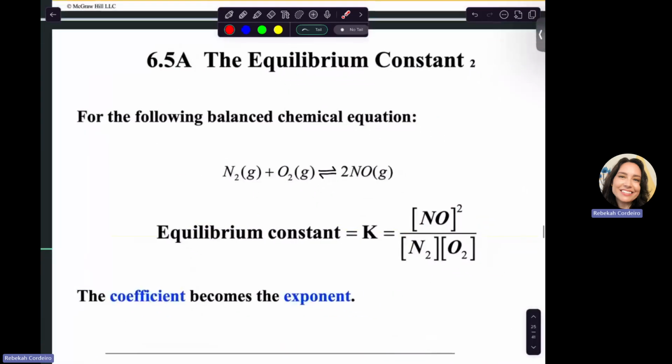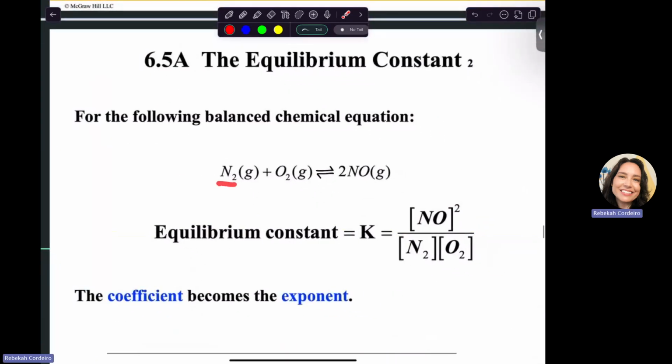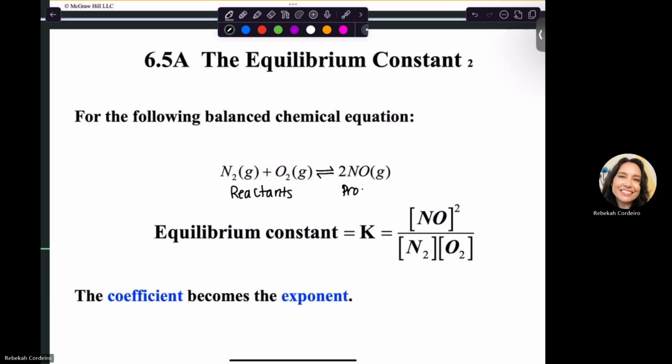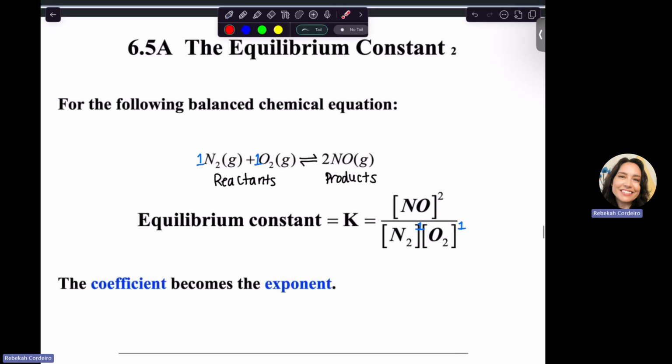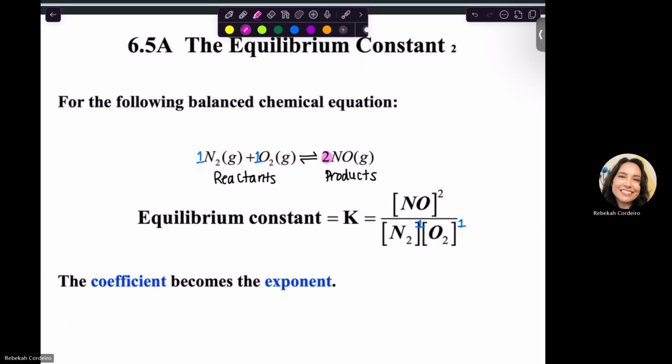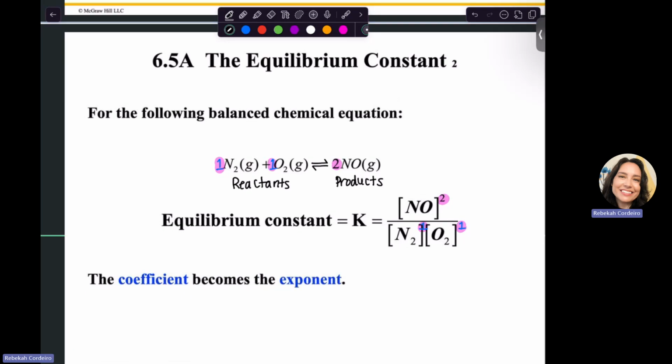So we'll look at an example. N2 and O2, these are our reactants, and so they're going to go on the bottom. Their coefficients are 1s, so we raise it to the 1. You don't have to write the 1s when you're doing that, but you can raise it to the 1. You can see how I've done that. The products go on top. What's the coefficient? 2. So we just raise to our coefficients and put the substances in the brackets to indicate concentration, and that's it.